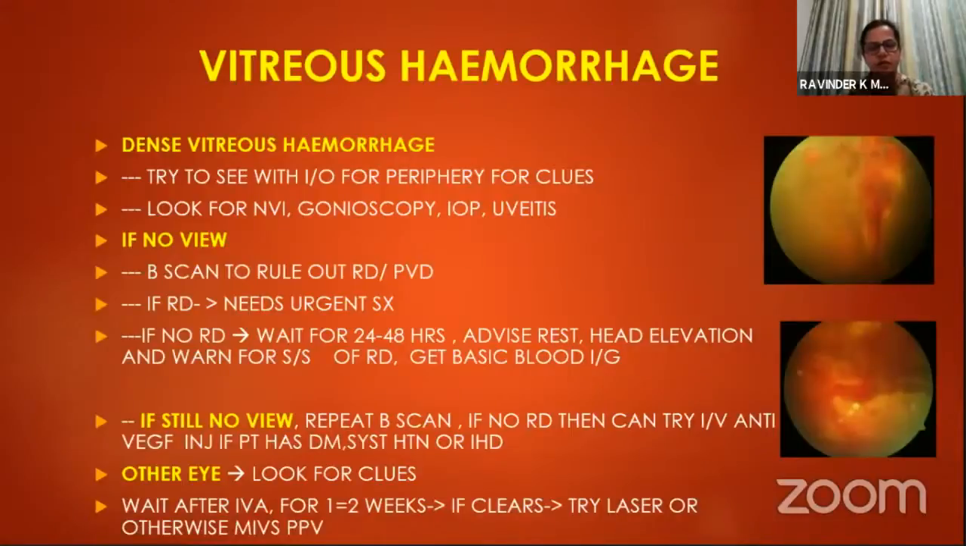And after a few days, we repeat the B scan if there is still no view. And if there is no RD, we can try intravitreal anti-VEGF if the patient has signs or history of diabetes or systemic hypertension or ischemic heart disease. We look for clues in the other eye, and accordingly we treat. After intravitreal Avastin, if the media starts clearing, then we try laser if it is related to diabetes or hypertension. Otherwise, we go for vitrectomy.